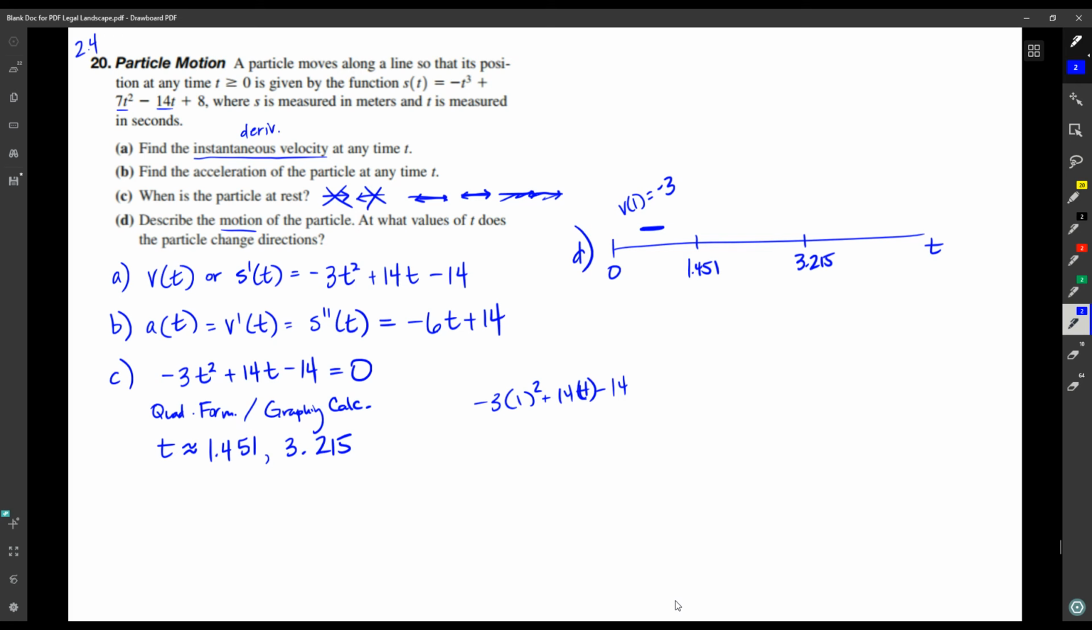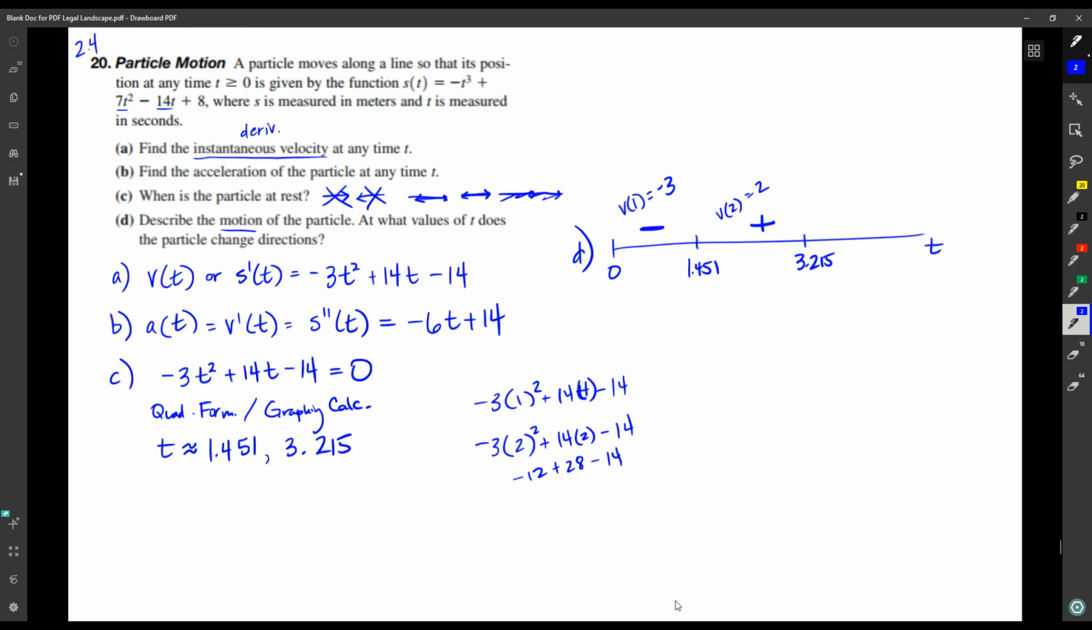Between 1.4 and 3, I'm going to use a test value of 2, so v of 2. It's going to be negative 3 times 2 squared plus 14 times 2, and then minus 14. Let's see what we have. This is going to be negative 3 times 4, so negative 12. Negative 12 plus 28 minus 14. That's going to be a 2, and that means we got positive here for our velocity.